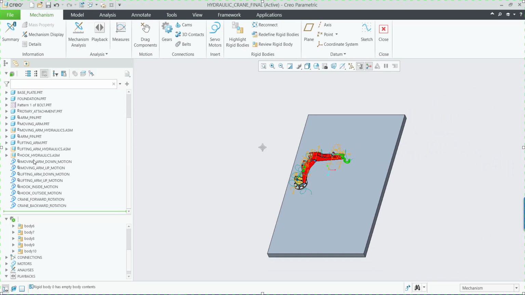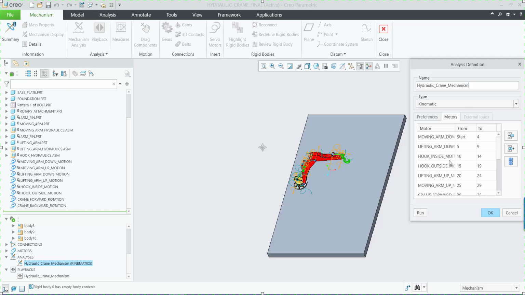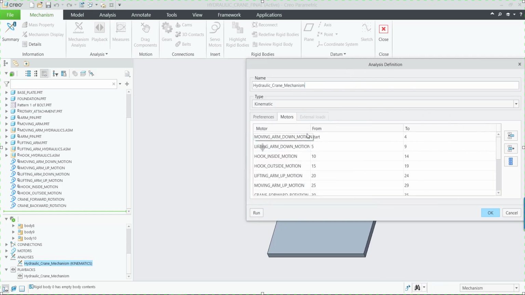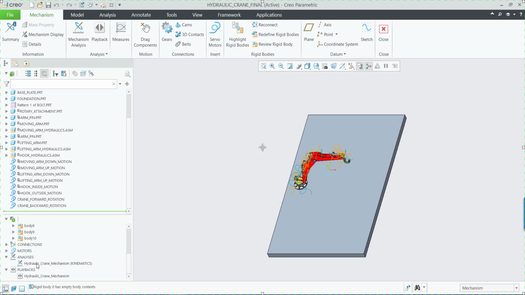So here I have further created some motors which are defining the motions of the moving arm, lifting arm, the hook and crane. So by using all those motors, I have created one kinematic mechanism, and for each of the motors I am defining appropriate sequence and appropriate start and end times. So after defining this, I can run the analysis which I have already run, and we can check the playback.